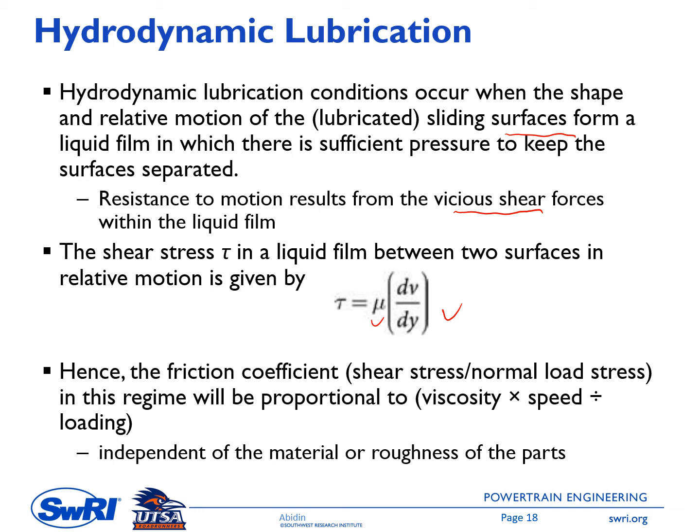So the friction coefficient, once again the ratio between shear stress and normal stress, will be proportional to this parameter, viscosity times speed over loading. This one is independent of the material or roughness of the part.